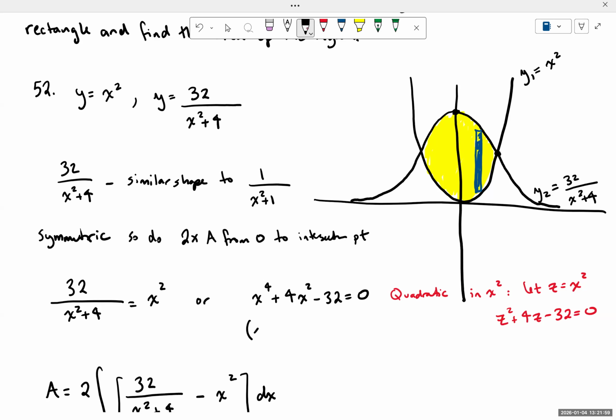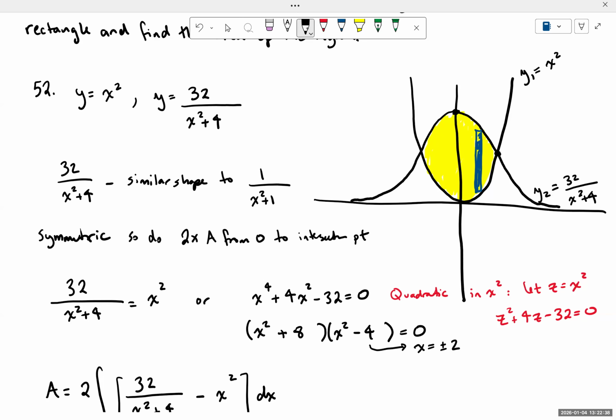Now, in Calc 2, I don't bother to write this typically. I would immediately just do it this way. 32 is going to be 8 times 4, so plus 8 and minus 4. I would just go straight to that. You can certainly go through making the substitution explicit if you want. Usually if I do one of those, I'll write it in the margins like that. Now, clearly x squared is never equal to -8, so this first one doesn't give us anything. This guy, x squared minus 4, gives us two solutions, x equals plus or minus 2.